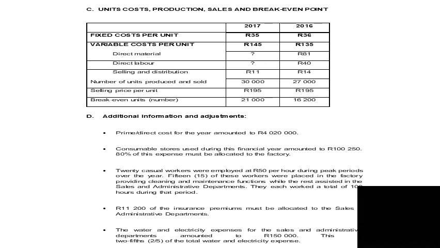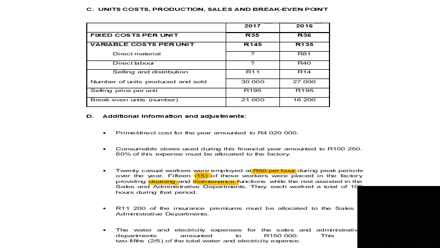Third bullet, 20 casual workers were employed at 50 Rand per hour during peak periods over the year. 15 of these workers were placed in the factory providing cleaning and maintenance. Now we are told that they were providing cleaning and maintenance, which makes them indirect labor. For how many workers? For the 15 workers, they were providing indirect labor, but they were paid an hourly rate of 50 Rand per hour. That is important information that we need to take into account.